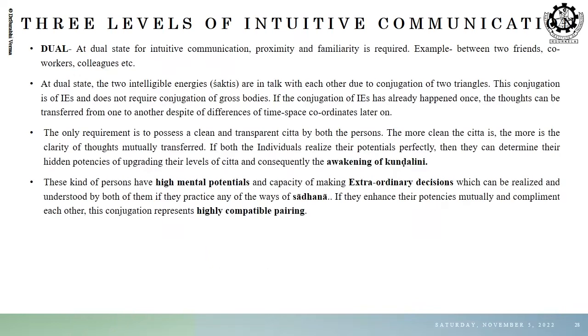And this intuition can happen at 3 possible levels. First level is of dual state, which I explained right now. In dual state, what is the necessity for intuitive communication? Proximity and familiarity. Why? Because suppose you lived in proximity with your mother, your father, your brother, sisters, you are familiar with them, your friends. So these are examples which have familiarity and proximity. इनको जानते हो, इनके साथ कभी ना कभी समय बिताया है. Like 2 friends, co-workers, colleagues, etc. आपने इन सबके साथ समय बिताया है. So in duality, you can make this intuitive communication with all of them.